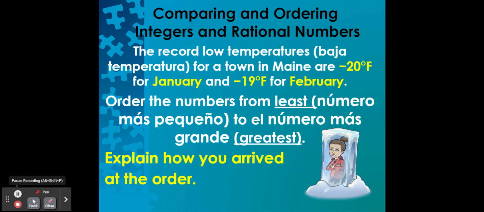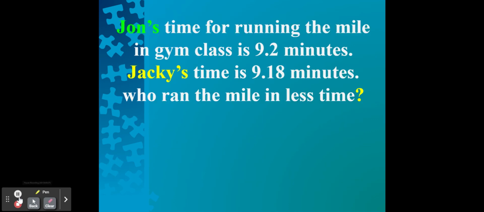So, if you're thinking about the thermometer and you're at 0 degrees and you're going down the thermometer into the negatives, the first number that you're going to hit is -19 degrees. Then you're going to hit -20 degrees. So the smallest of the numbers is -20, and the largest of the numbers is -19. So -20 is colder than -19. You do not have to write how you explained that order.